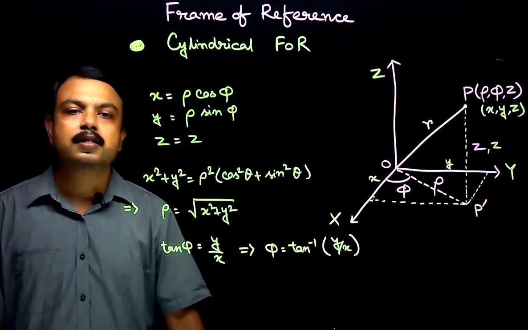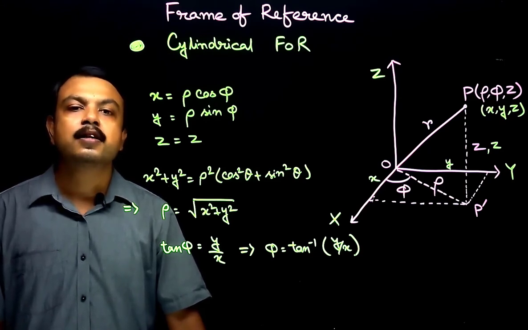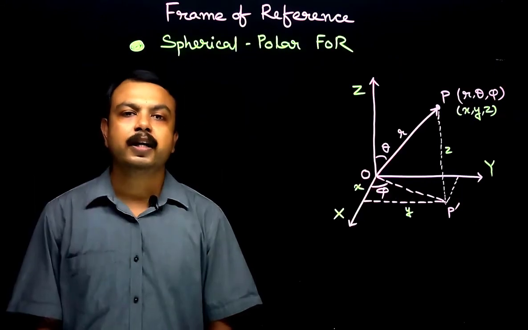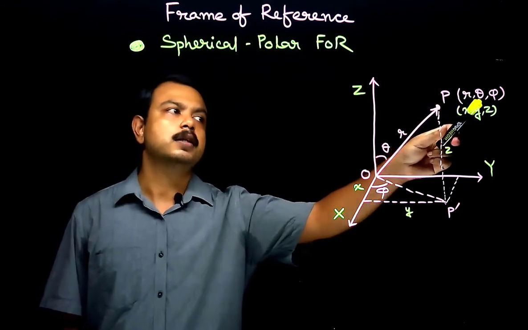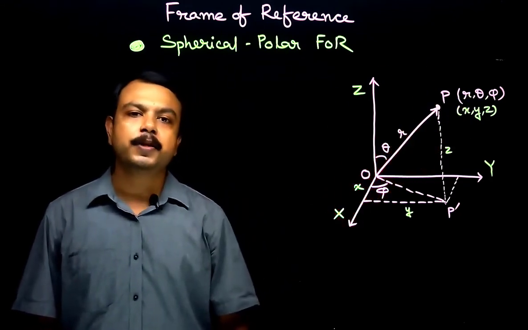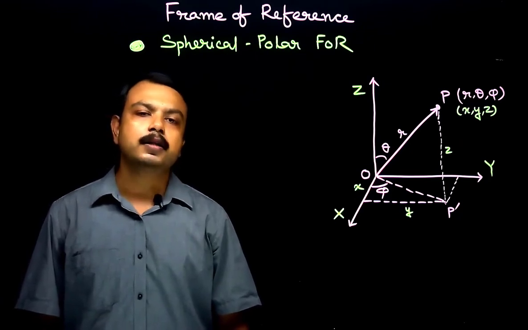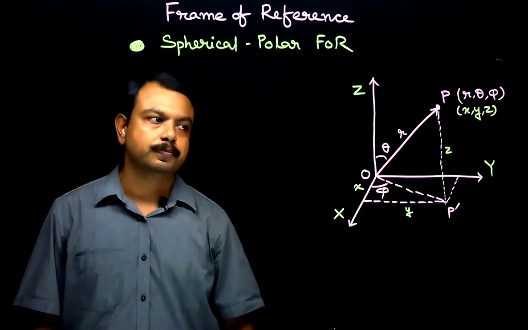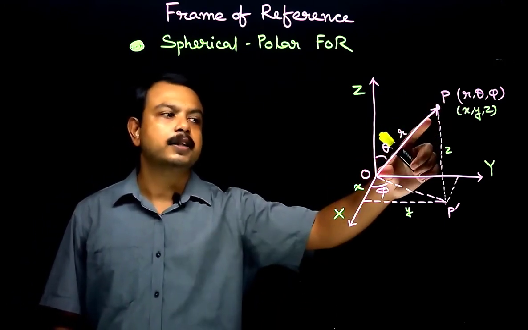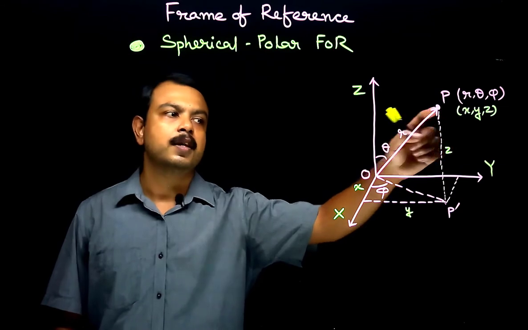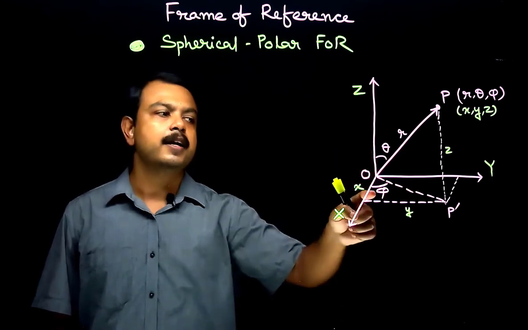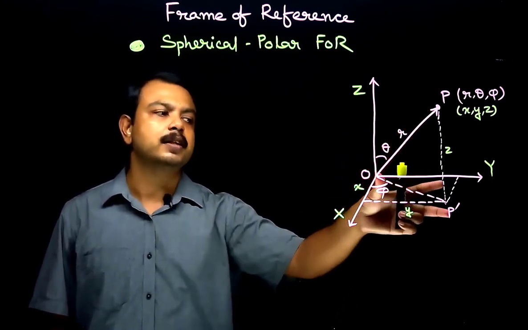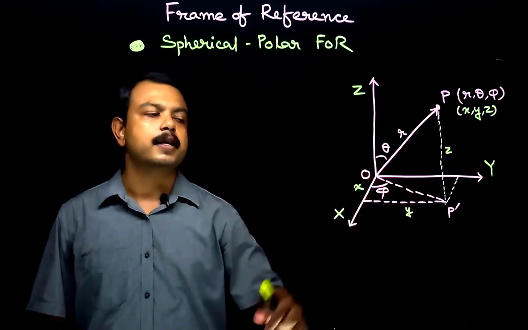If the motion of a point is confined on the surface of a cylinder, then this kind of frame of reference is very useful. In spherical polar frame of reference, the location of a point is represented with the coordinates r, theta and phi. The equivalent representation of the same point in Cartesian coordinate system is also shown. Here r represents the radial vector joining the origin and the point itself. Theta is the angle between the radial vector and the z-axis. And phi is the angle between the projection of this radial vector on the horizontal plane and the x-axis.